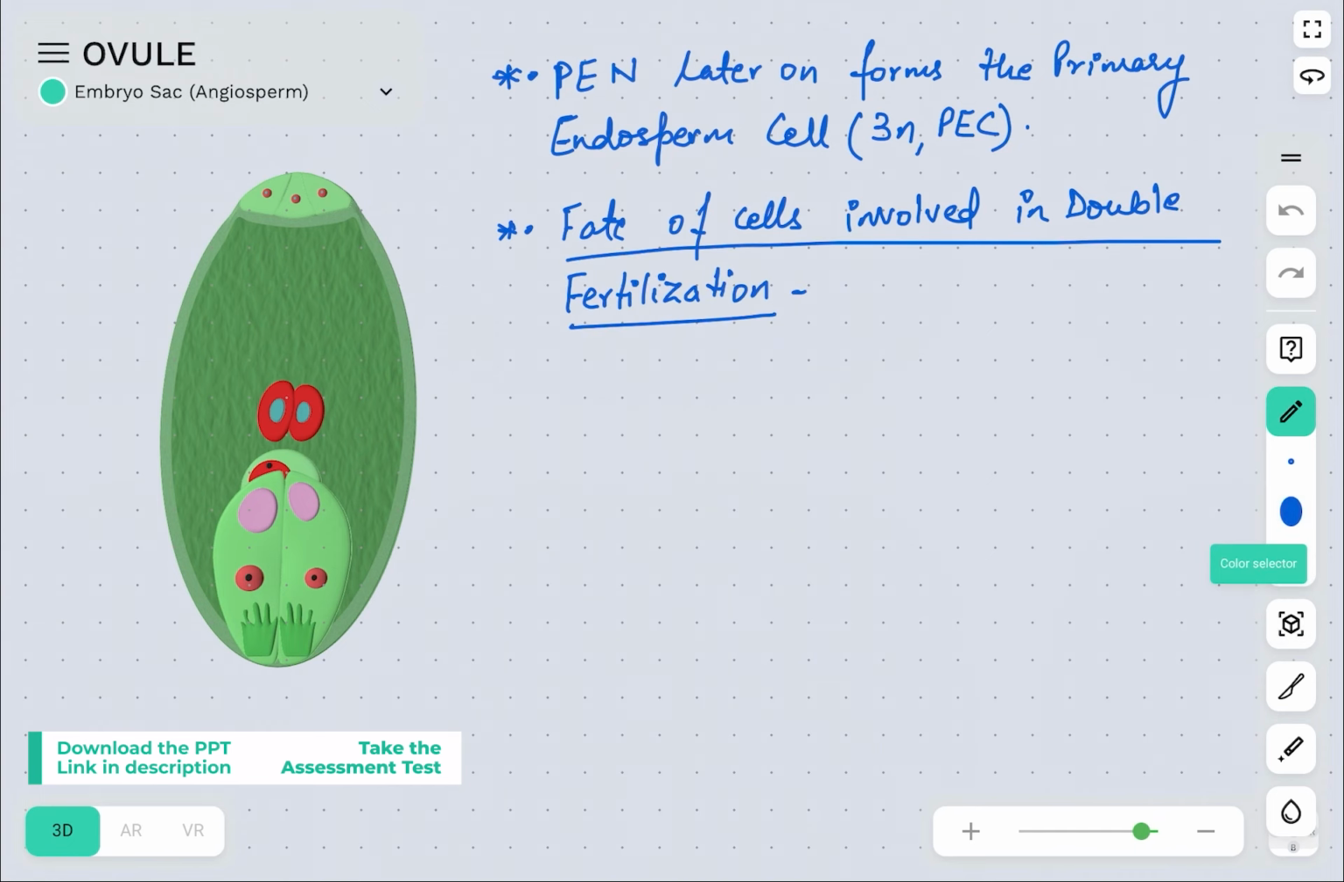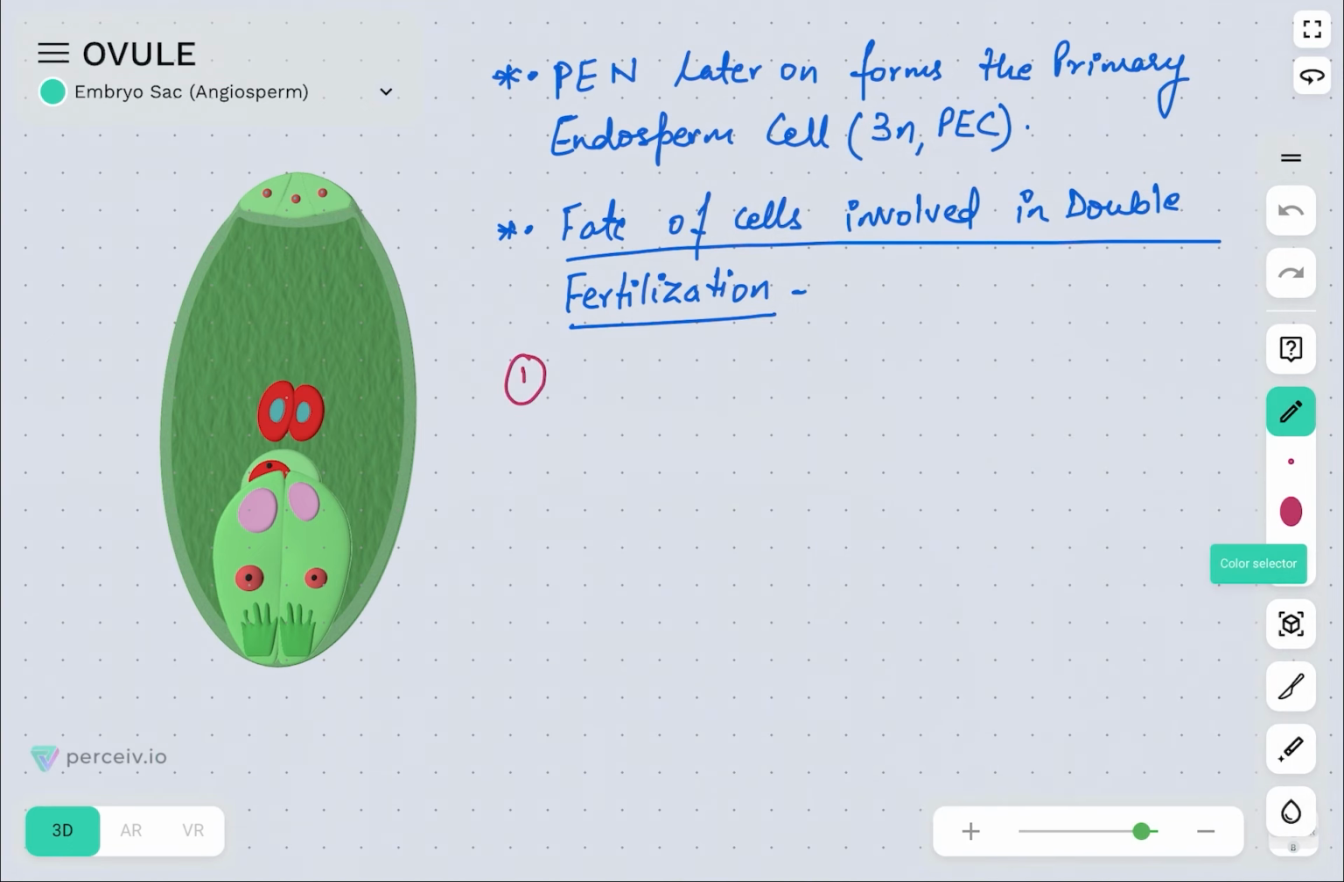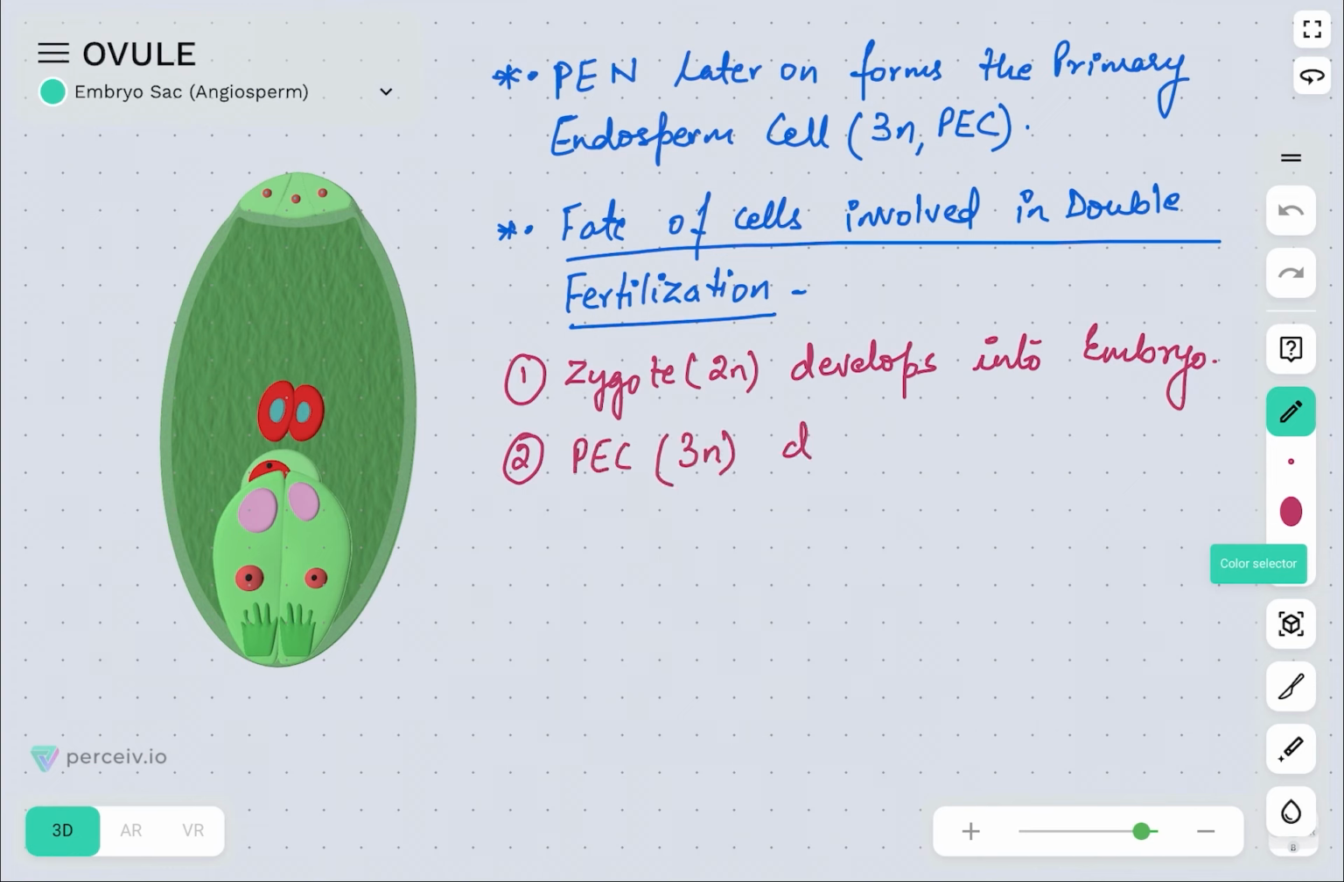Now, if you look into the result of these cells, the zygote which has formed as a result of syngamy, that zygote which is diploid, ultimately develops into the embryo. The primary endosperm cell which has formed as a result of the triple fusion develops into endosperm. So PEC develops into endosperm. So this is triploid and this is diploid. Embryo is diploid and endosperm is triploid.